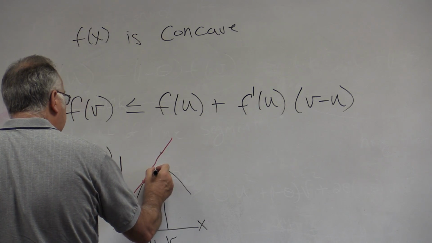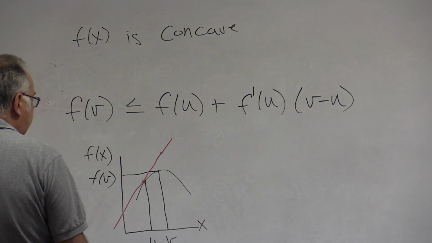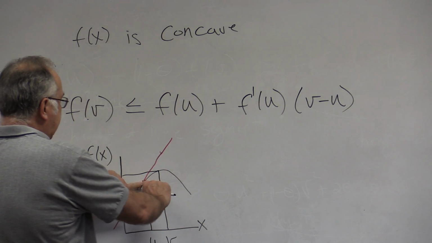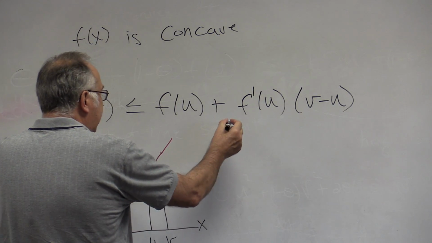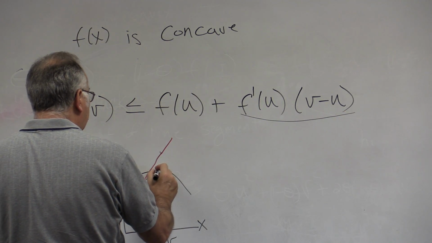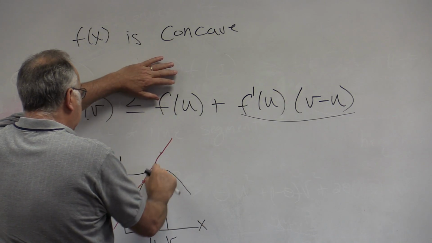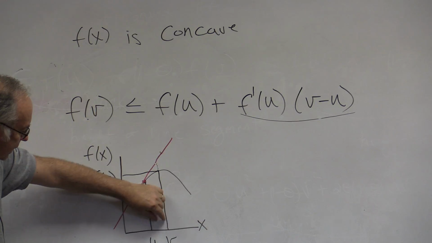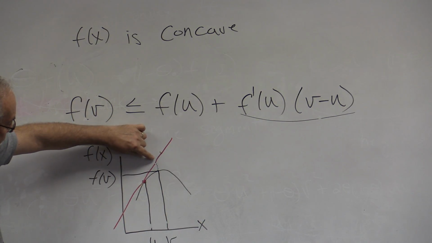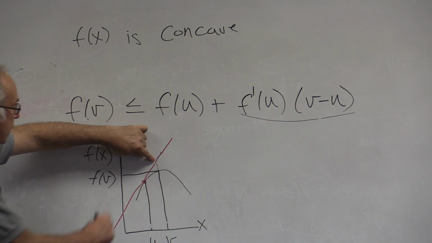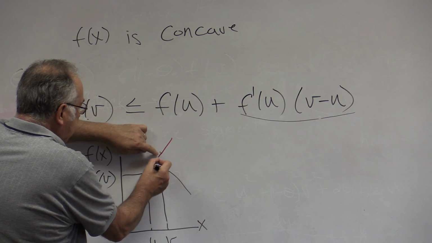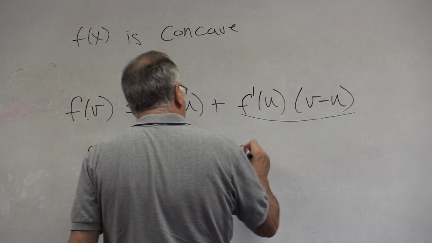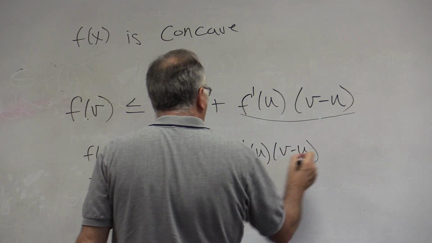And here is f of v, the true value of the function. What this is saying is that the true value of the function, f of v, is less than f of u plus, if you go along this tangent line, this part right here. Let me draw a dashed line further up. The right-hand side at this value would be f of u plus f prime of u times v minus u. Because v minus u is the run, and f prime of u is the rise over the run along this tangent line. So this is the predicted value using the tangent line, f of u plus f prime of u times v minus u.